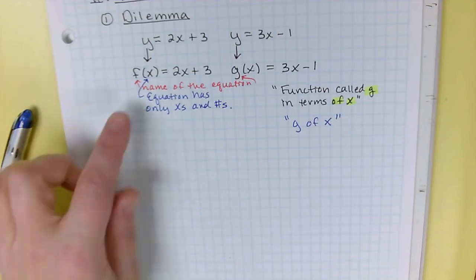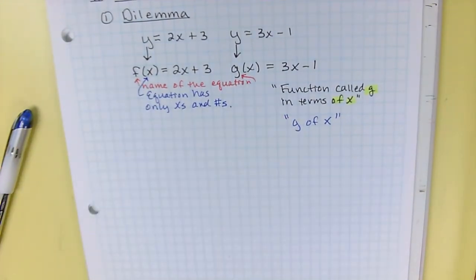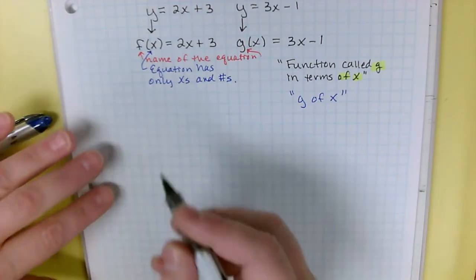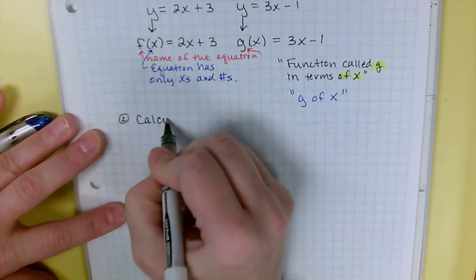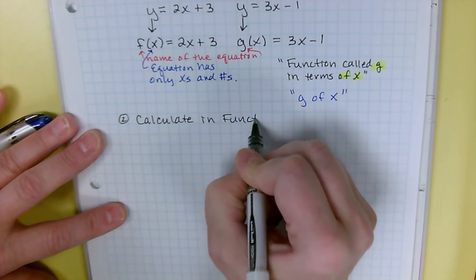So this would be f of x. This would be g of x. And you'll hear me say that quite a bit. So that's how you read function notation. That's what it says and what it tells you. Okay, so number 2, we're going to calculate in function notation.